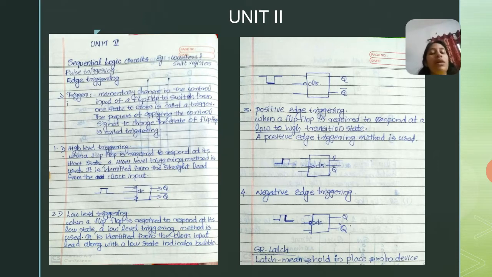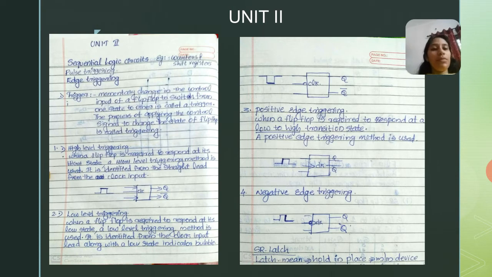First of all, we are going to take a look at triggering. So, first you have to understand what triggering is. Triggering is a momentary change in the control input of a flip-flop to switch it from one state to another, which is called a trigger. The process of applying this trigger to the input of the flip-flop is known as triggering. Triggering will cause a change of state of a flip-flop from one to another.